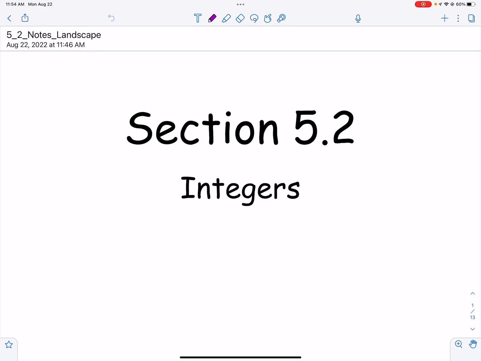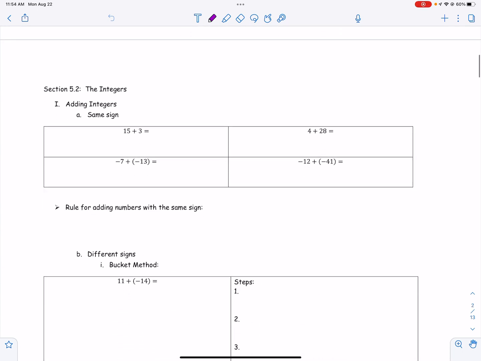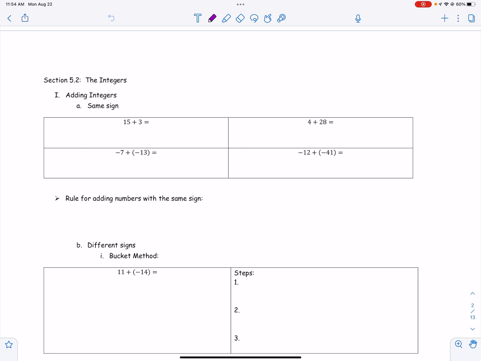All right, this is Math 103, section 5.2 on integers. We're going to start with some basic operations for integers, adding and subtracting both positive and negative numbers. Back in the day when we first learned how to add things, we added positive numbers only.